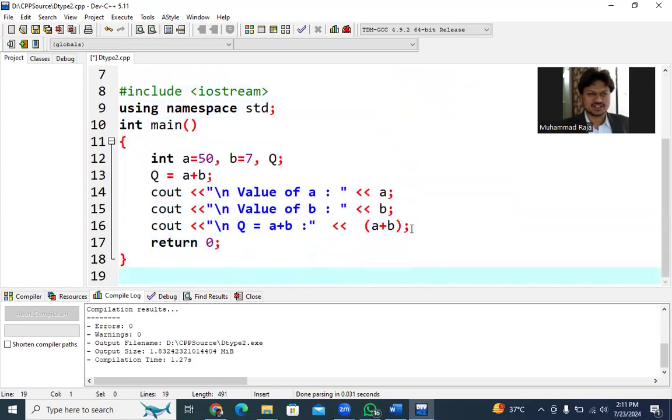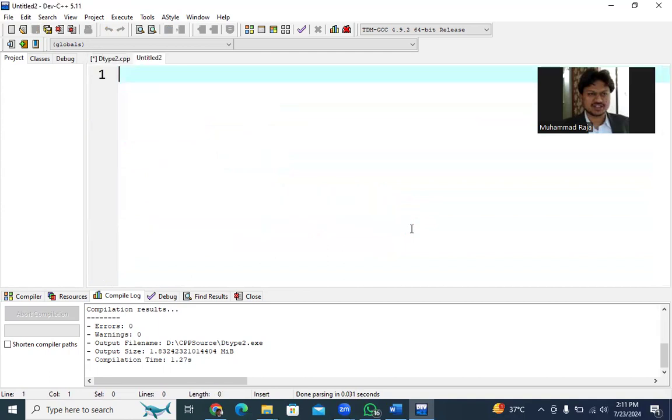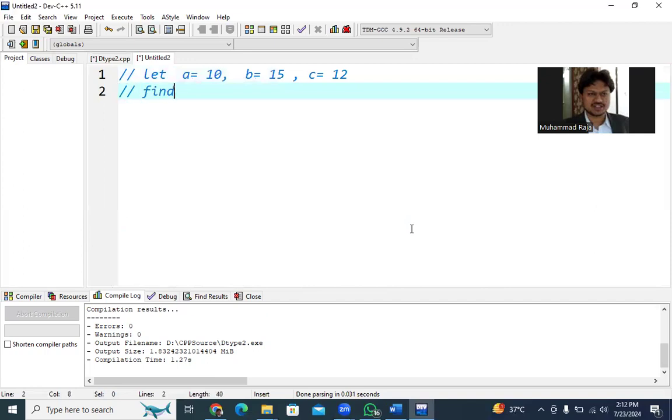So now we want to go with a little more complicated operation. I'm going to copy paste this code, or open a new file for you. Let's see. If you are asked that a is equal to 10, b is equal to 15, and c is equal to 12, and find q. But that q is a little different. q says you have to find 5a plus bc. We are doing this mathematical, algebraic expression.